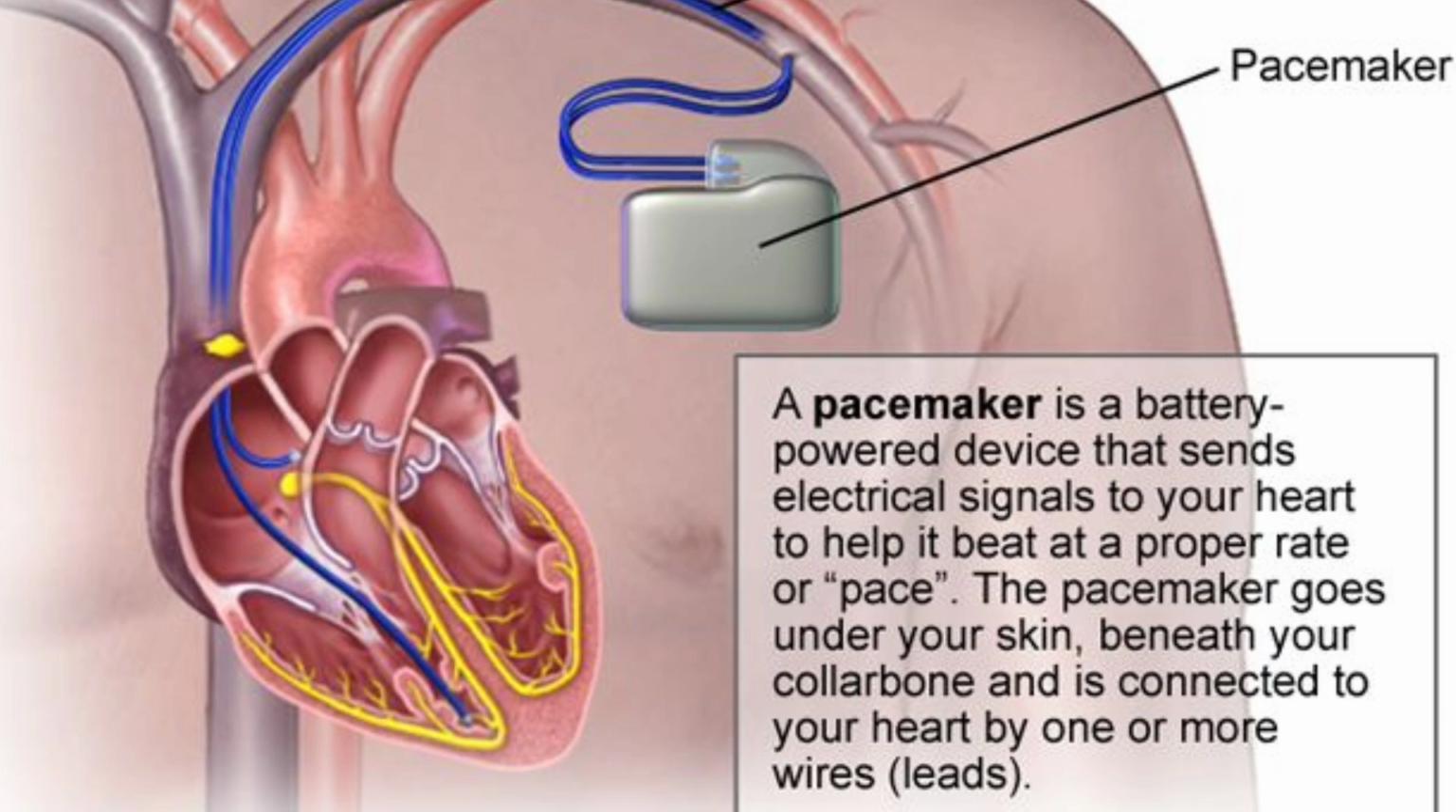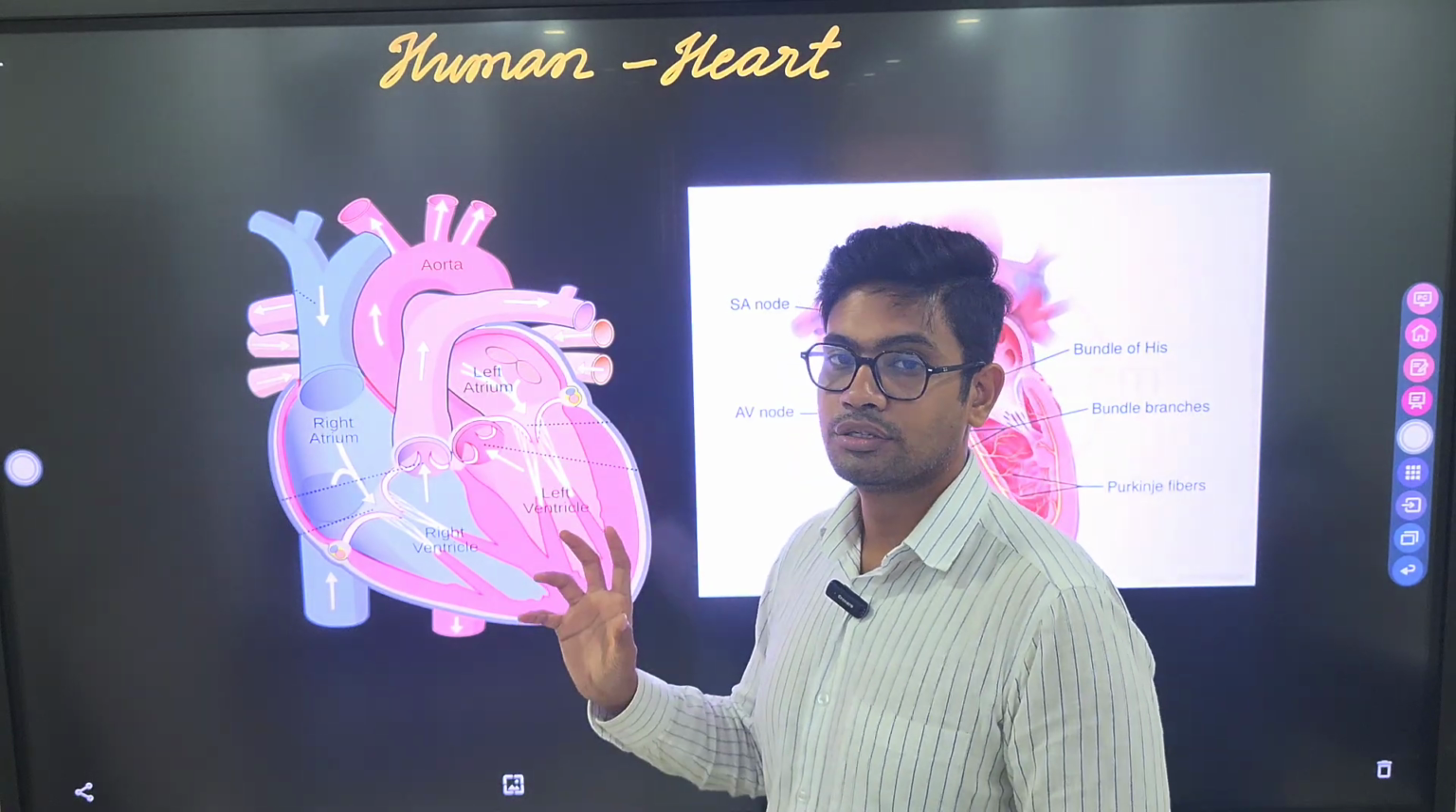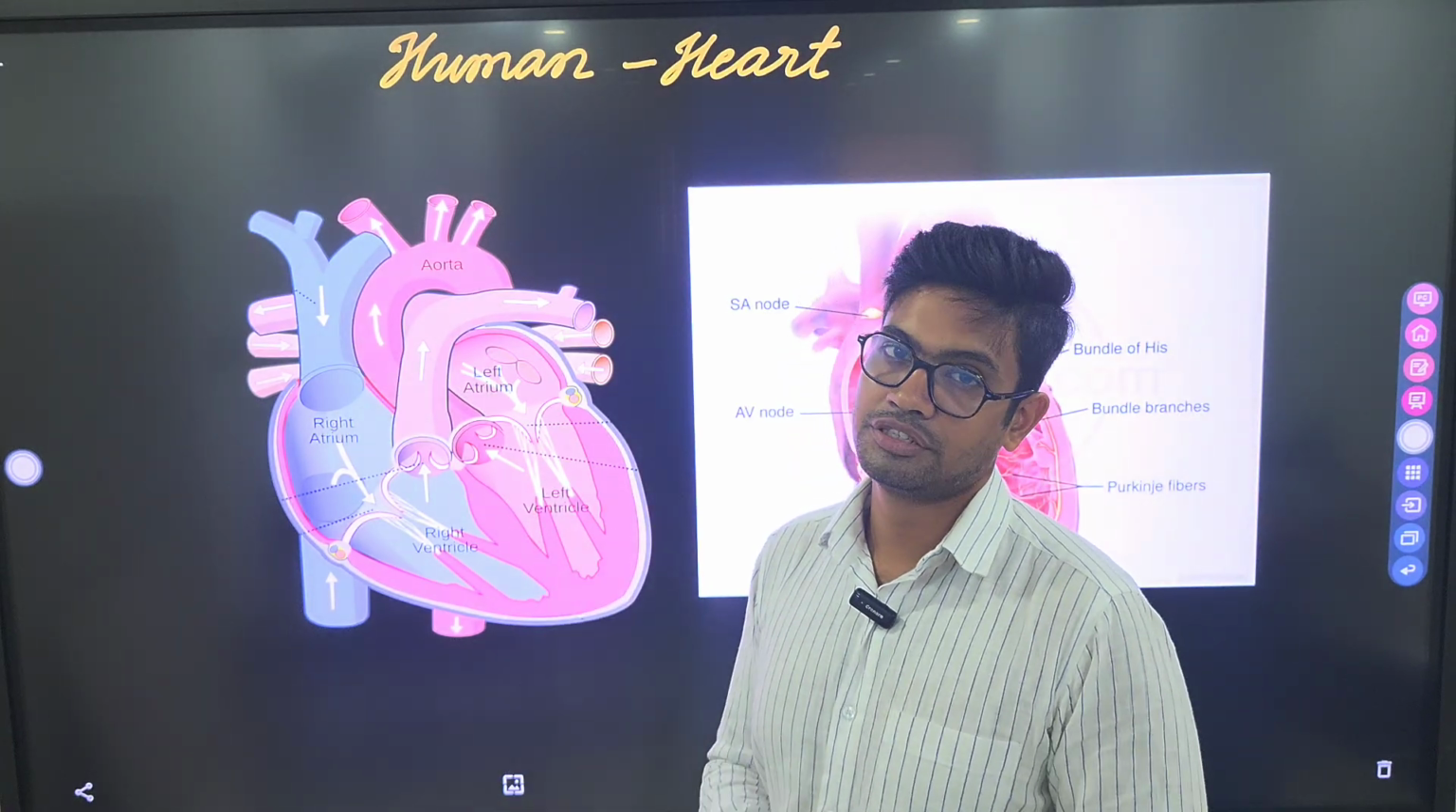So whenever this artificial pacemaker is installed in the body, the pulse generator is kept below the collarbone, and the electrode is kept in the ventricles. So this is how the heart functions. This is how the heart beats.